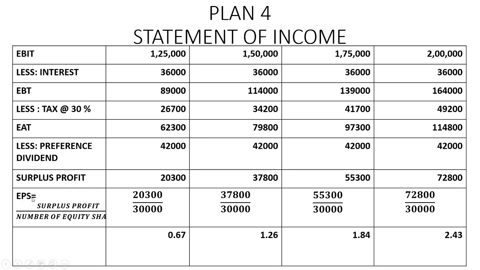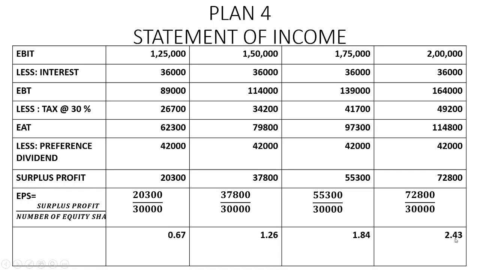We have to find out the EPS, surplus profit divided by number of equity shares. The number of equity shares are 30,000 equity shares. Why? Because 3 lakh rupees is raised through issue of 30,000 equity shares. So 20,300 divided by 30,000, 0.67, 37,800 divided by 30,000, 1.26. 55,300 divided by 30,000, 1.84. 72,800 divided by 30,000, 2.43.